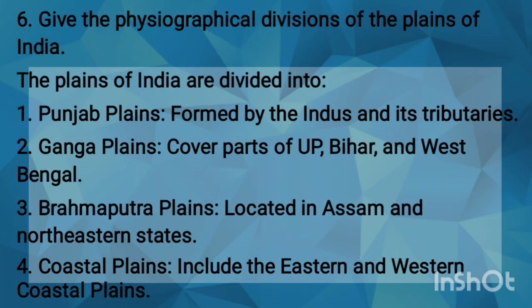Give the physiographical divisions of the plains of India. The plains of India are broadly divided into four physiographical divisions. The Punjab plains formed by the Indus and its tributaries are one of these divisions. The Ganga plains, which cover parts of Uttar Pradesh, Bihar and West Bengal, constitute another division. The Brahmaputra plains, located in Assam and the northeastern states, form the third division. Lastly, the coastal plains, which include both the eastern and western coastal plains, make up the fourth division.